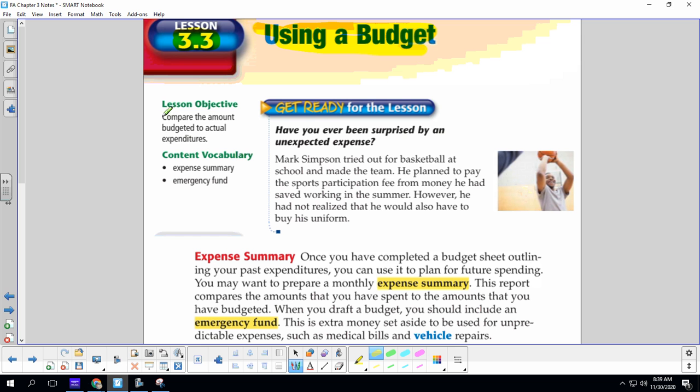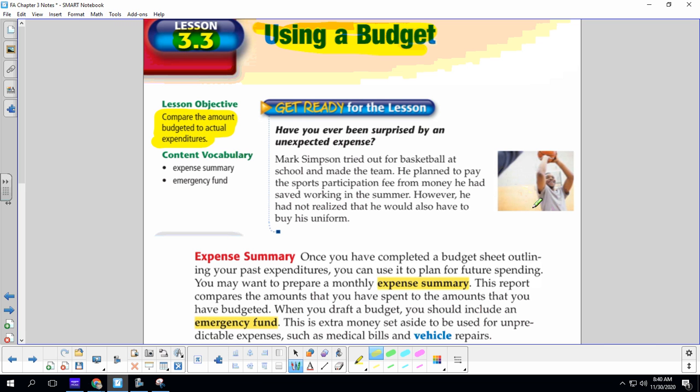Our lesson objective is to compare the amount budgeted to actual expenditures. So there is what you plan and what actually happens, and we're going to keep track of the difference between those two. Have you ever been surprised by an unexpected expense?